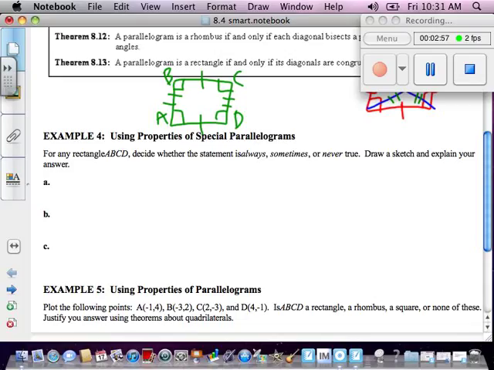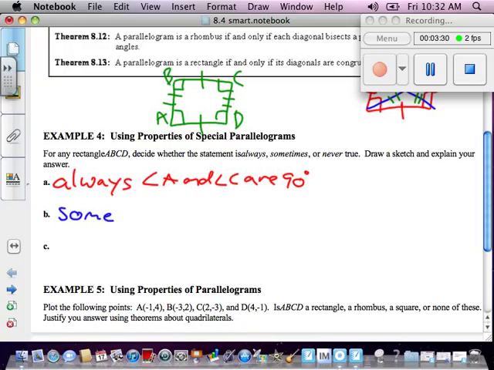All right, A says angle A and angle C are congruent. Sometimes, always, never? Always. We know angle A and C are 90 degrees. What about AB to BC? AB and then B to C. Not never, sometimes. Why sometimes? Because a square is a special rectangle. If it's a square.